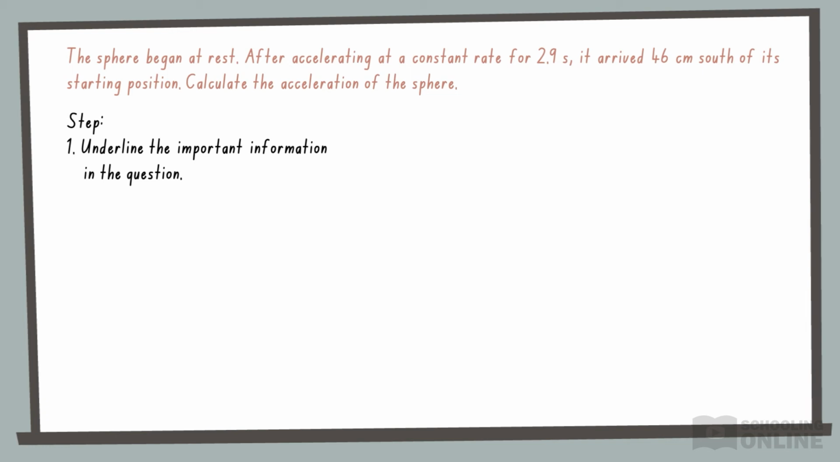Firstly, before we write anything down, we need to underline or highlight the important information given in the question. Don't skip this step, or you run the risk of missing some key details.